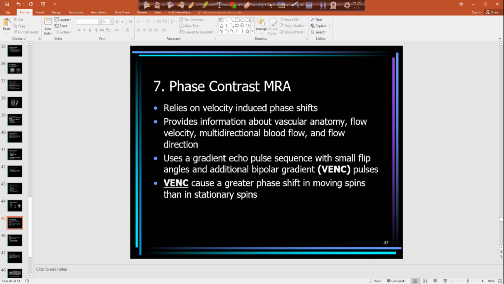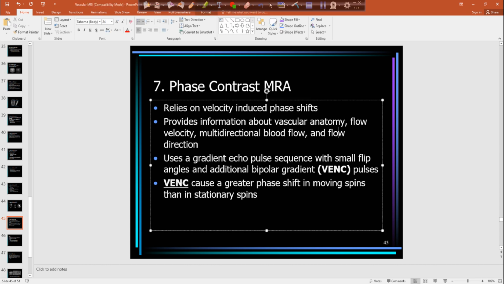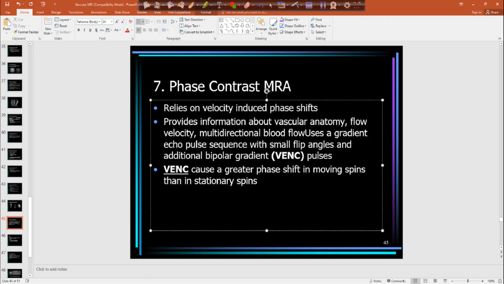So our PC-MRA provides information not only about vascular anatomy, but it gives us information about flow velocity, multi-directional blood flow, and then directional blood flow. So multi-directional blood flow is really all we need.